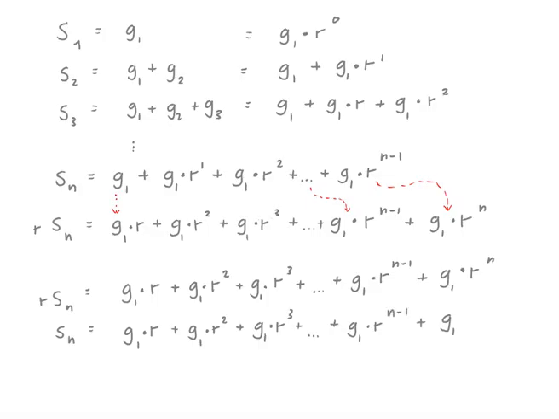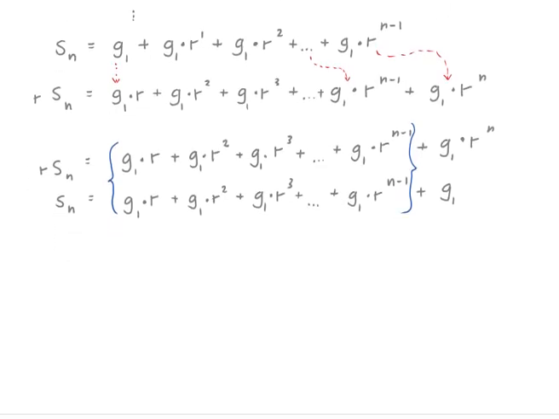And we can see that, again here, we've gotten an arrangement now where these things match up. And if I run a subtraction at this point, I'm going to get, on the left-hand side of the equation, R Sn minus Sn. And then on the right-hand side of the equation, I'm going to get G1 times R to the nth power minus G1. And this is the crux of our equation.